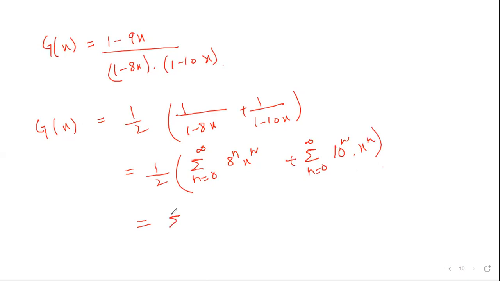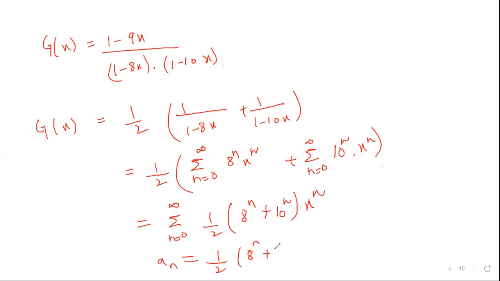So this is given as the sum from n = 0 to infinity of 1/2 times (8^n + 10^n) x^n. Since we have multiplied in the original equation with x^n, we don't consider the x^n terms in our recurrence solution. So in the final solution we'll simply write a_n is equal to 1/2 times (8^n + 10^n). So this is the final solution.